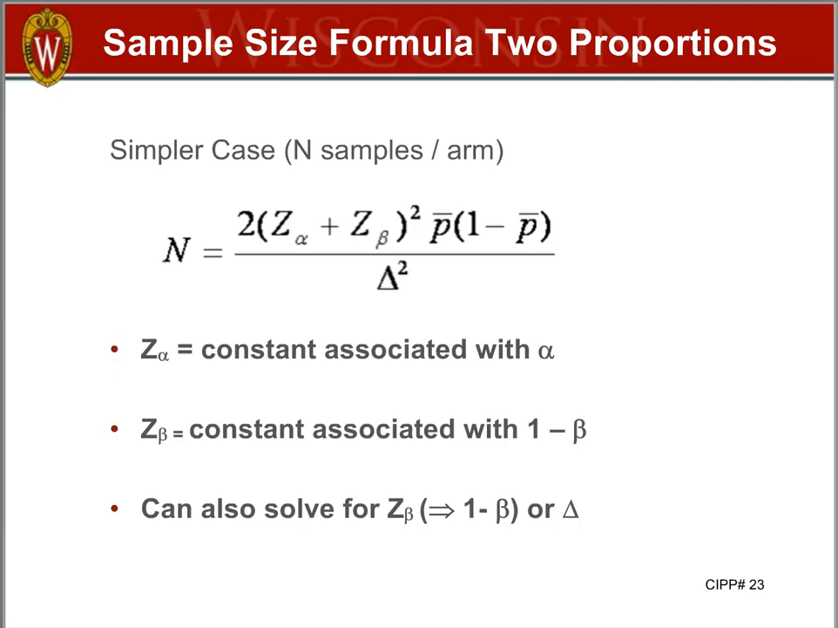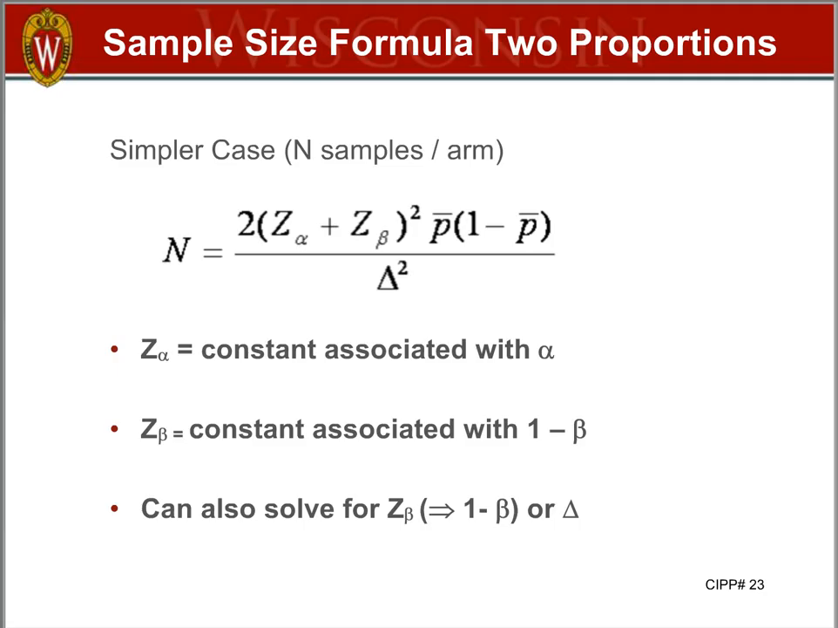For example, if we wanted to have 90% power, then Z beta would be a value of 1.28. And there's tables of these values that you can look up in standard statistical texts. Now there's two other factors that we need to examine. There's P bar, which is the event rate on the average that we expect. And then there's the delta.